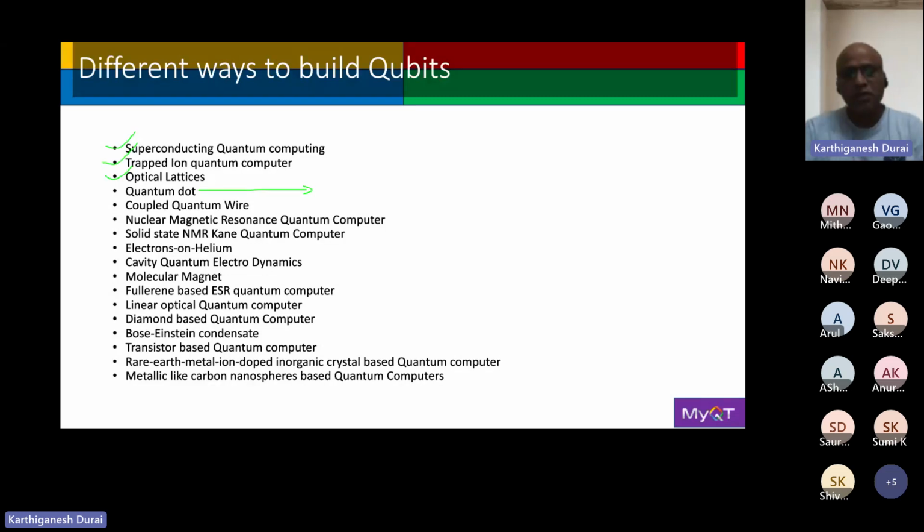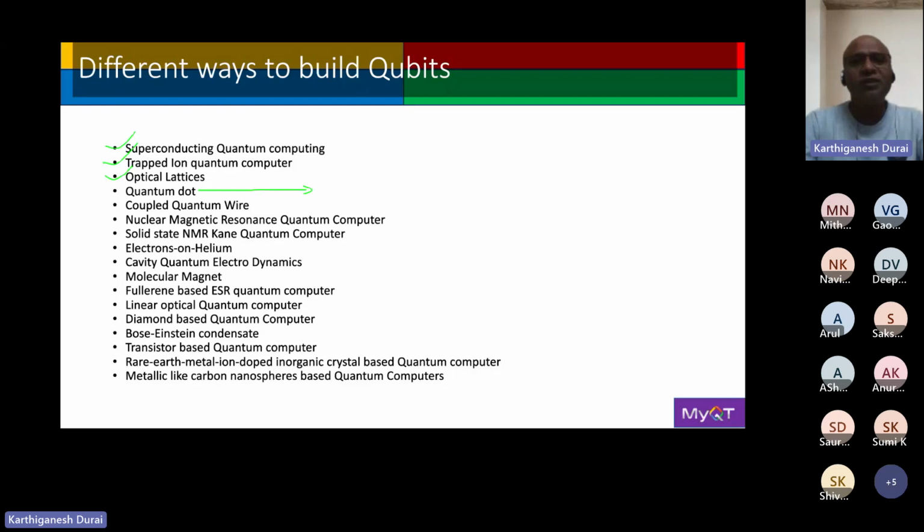They are saying that soon we will have a quantum computer which will work at room temperature. Then we may be able to see quantum computers in commercial use. As of now, the cost is huge because of that refrigeration unit. But the quantum dot is promising. You can build qubits at room temperature.